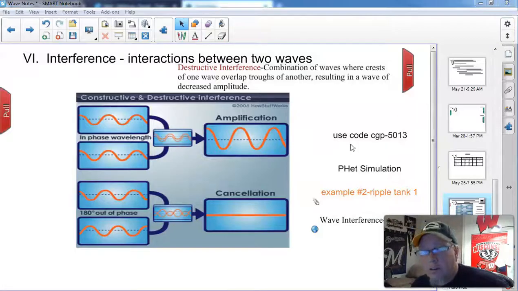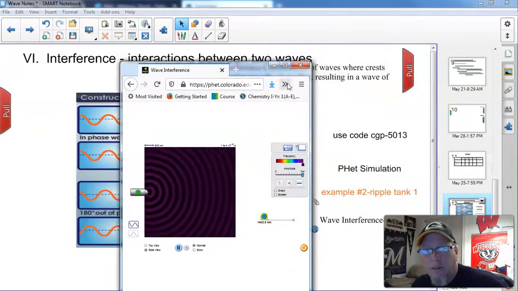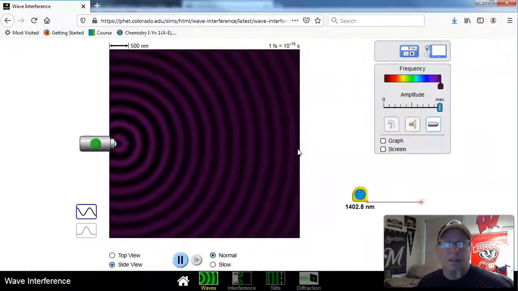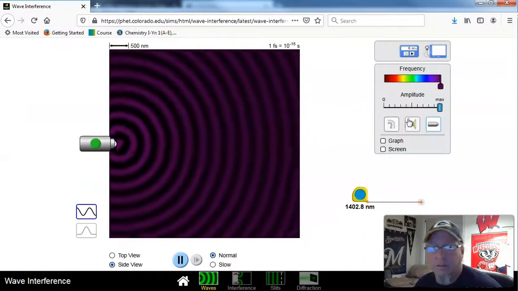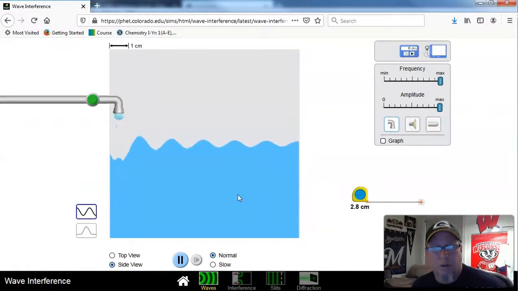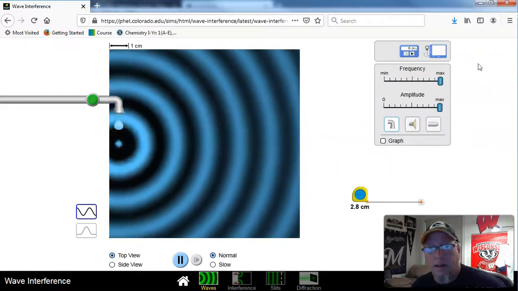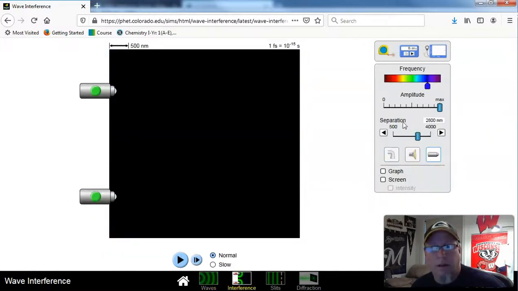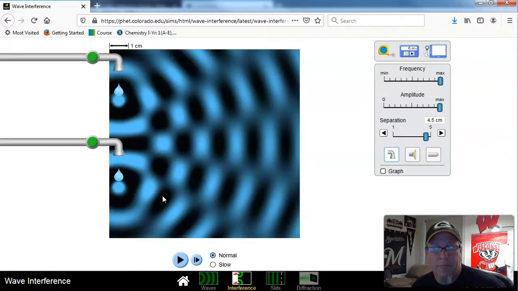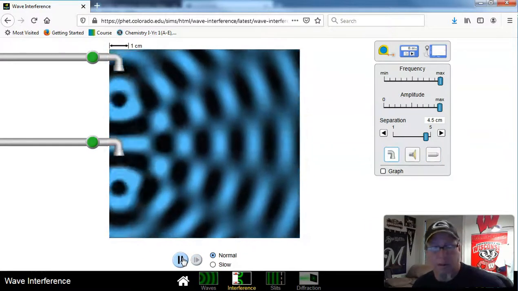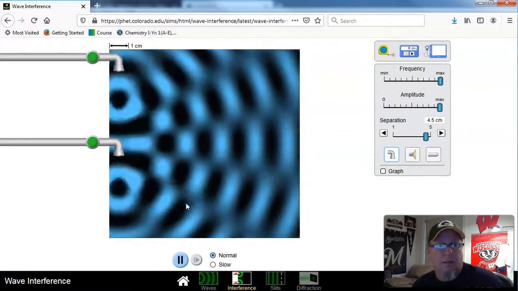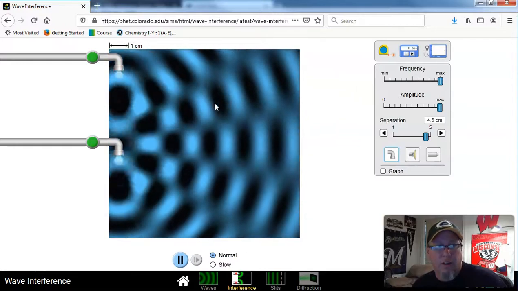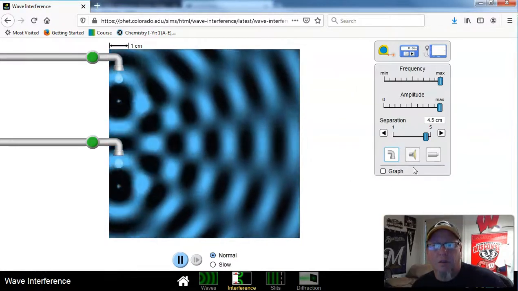I'm going to go back to that PhET simulation where I had the light before, because this works out kind of nice to show you interference. I can just show you interference with a couple of water waves. I'm going to switch back over to the top view, and I can get more than one water wave going at a time. And when I do, we get this interference pattern that shows up. I'm going to talk about this one a little bit later.